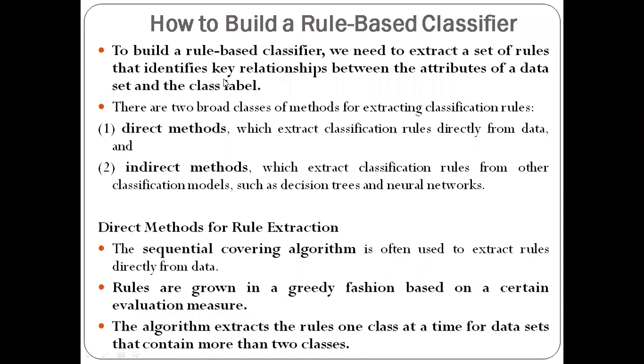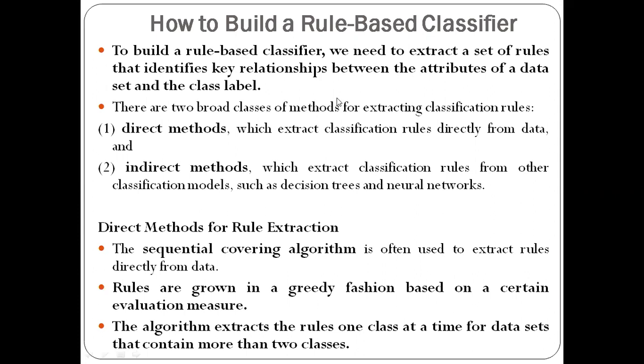As we know, in a rule-based classifier, the rules will contain the attributes and the class label, in implication form. On the LHS, we will have attributes, and on the RHS, we will have a class label. So obviously, in order to construct a rule-based classifier, you must understand what kind of relationship exists between the different attributes of the dataset and the class label.